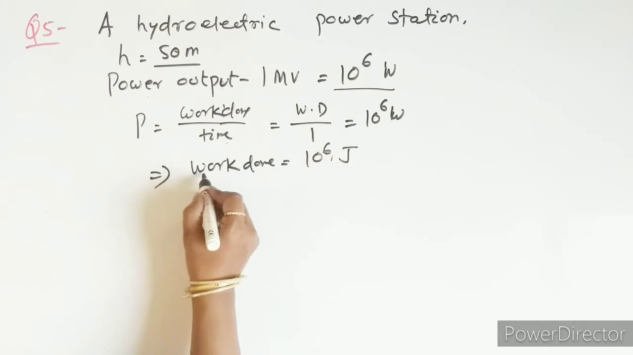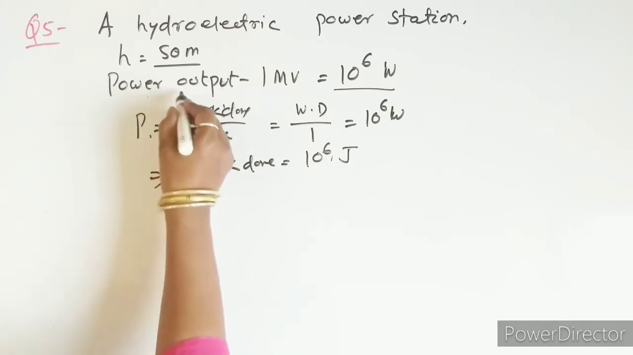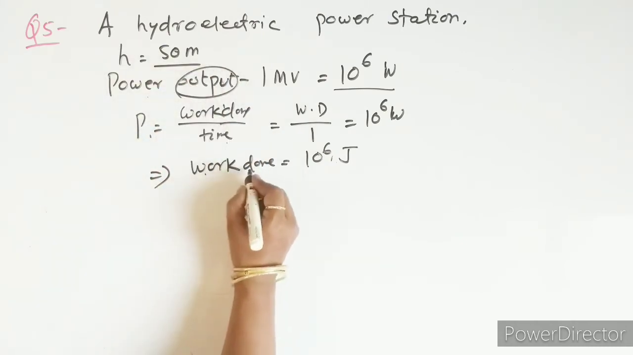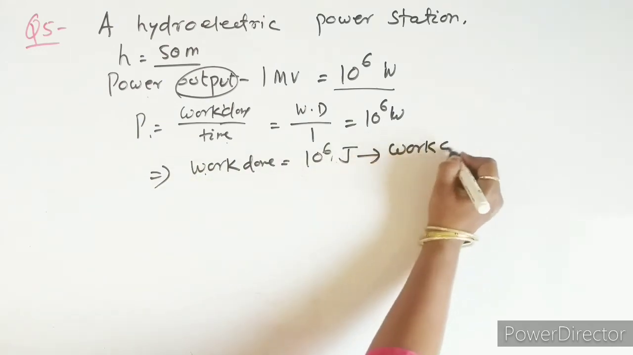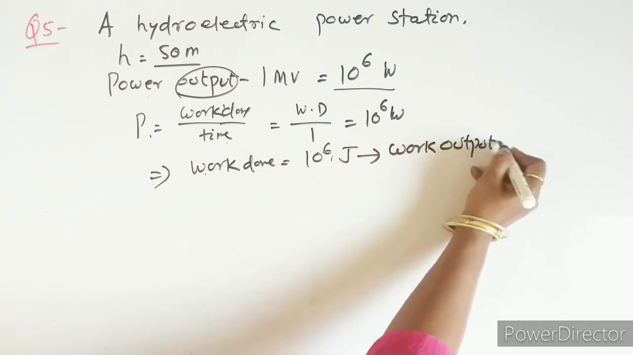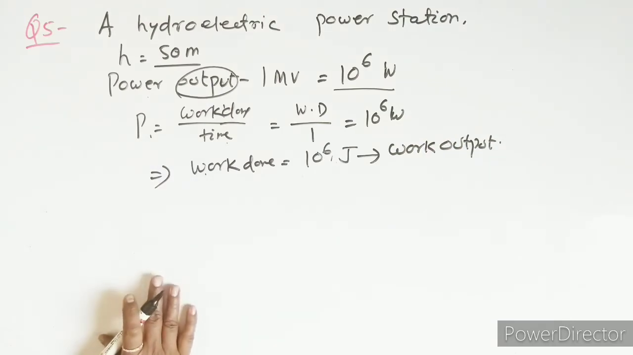So here, as it is work done, this one will be output. So work done, otherwise we can write work output. So here let us go a little back. Here it is given, assuming overall efficiency 40%.